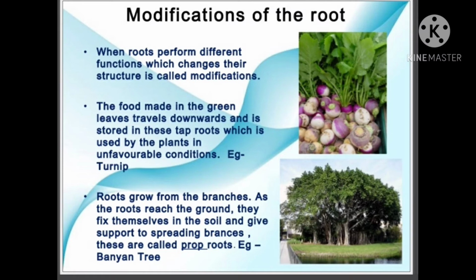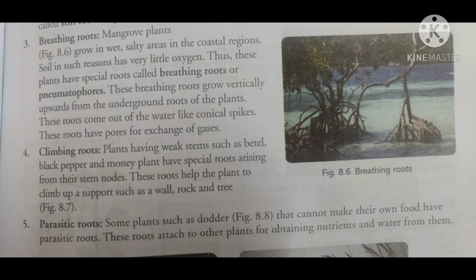Next, roots grow from the branches, and as they reach the ground, they fix themselves in the soil and give extra support. These are aerial roots, also called prop roots. For example, in the banyan tree.